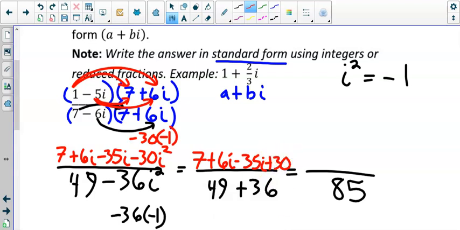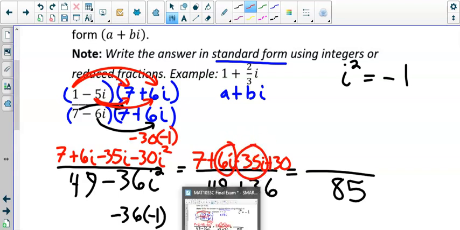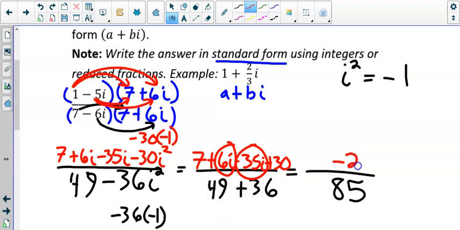So now all you do to clean up the numerator is put like terms together. Who's getting together up there? The 6i and the negative 35i. So what is 6i minus 35i? Negative 29i. And who else is getting together? The 7 and the 30. So what is 7 plus 30? 37.